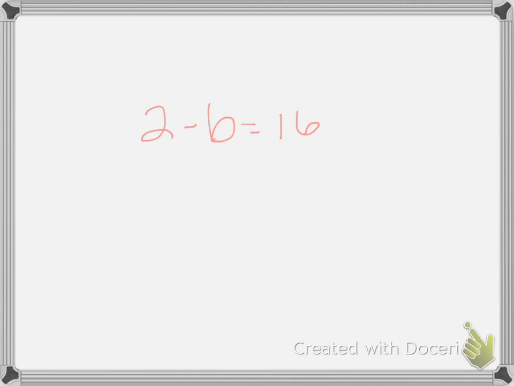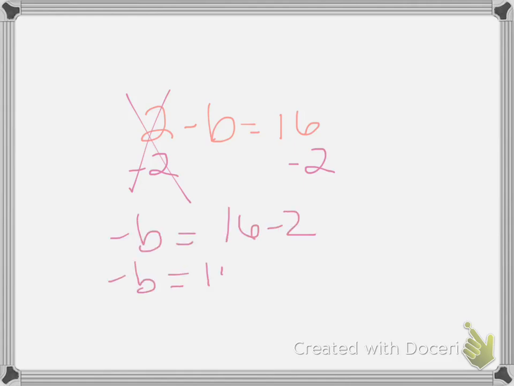Okay, this way I need to get rid of that 2. If I'm trying to get rid of this 2, I have to subtract 2. You always do the opposite. So if I'm subtracting 2, I have to do it to both sides. So I get negative b equals 16 minus 2. Well, 16 minus 2 is 14, but this b is still not by itself.